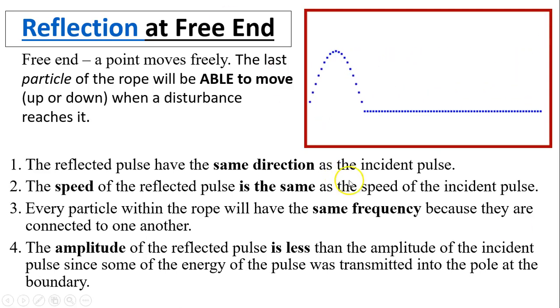The only difference between this and a fixed point is that the reflected pulse is not inverted. Everything else is the same: the same speed, the same frequency, and the amplitude should be a little bit less in reality. This is an ideal situation. It says there is no damping, but we know damping occurs because of air resistance.